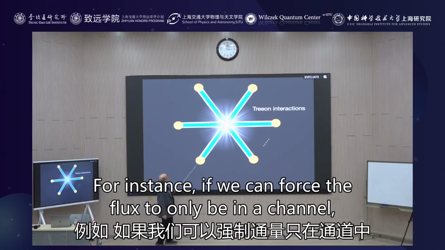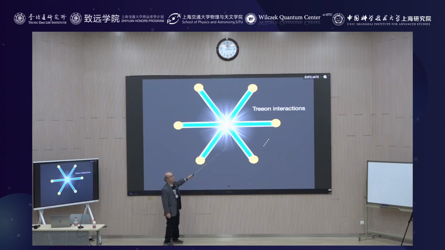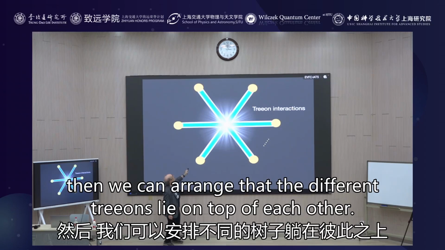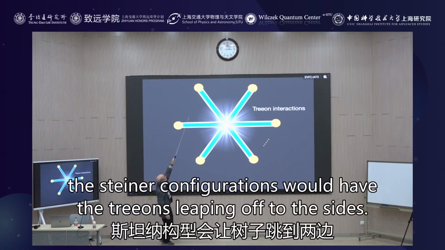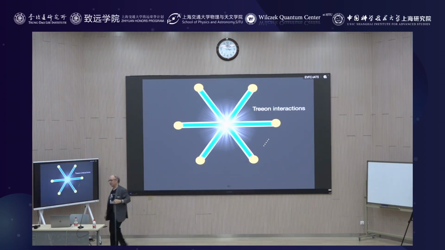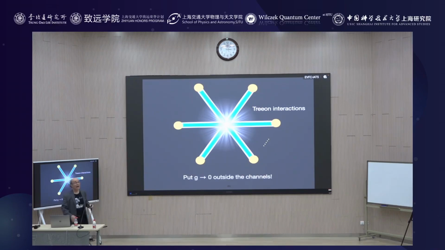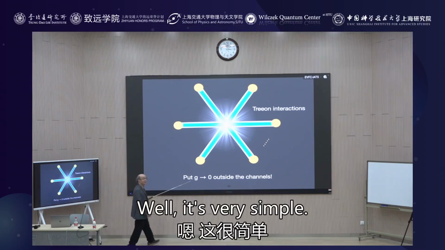If we can force the flux to only be in a channel, then we can arrange that the different trions lie on top of each other. Remember, the Steiner configurations would have the trions leaping off to the sides, but if we don't allow that, if we don't allow the flux to hook up that way, we can force it this way. How do we do that? Well, it's very, very simple.